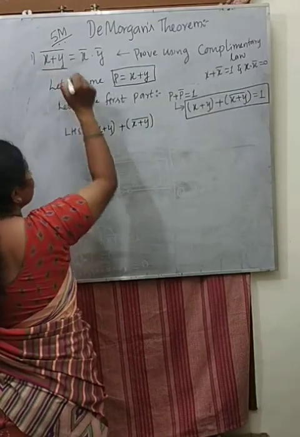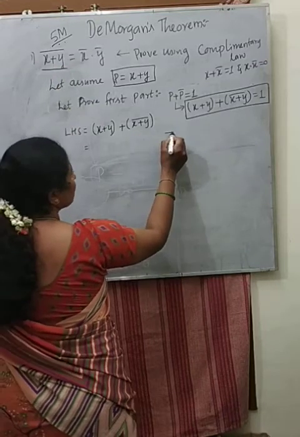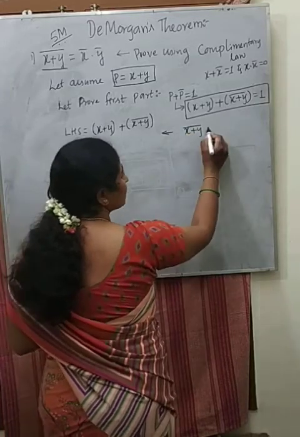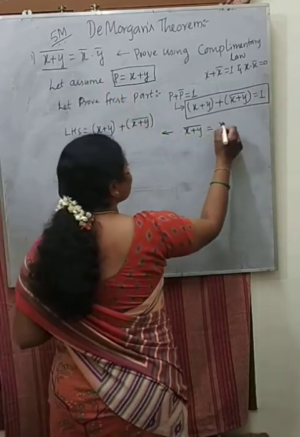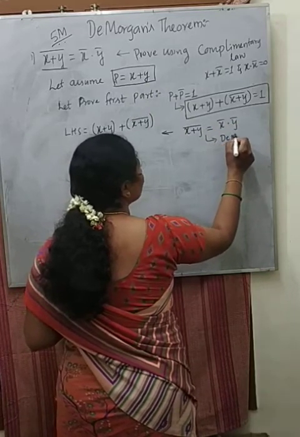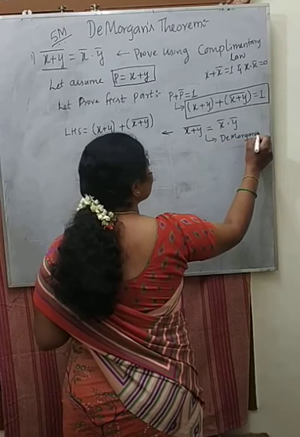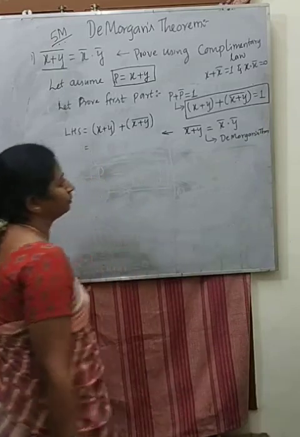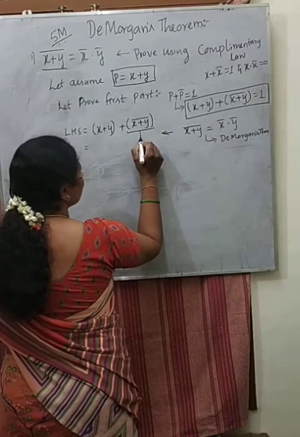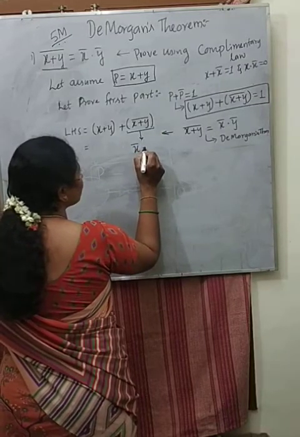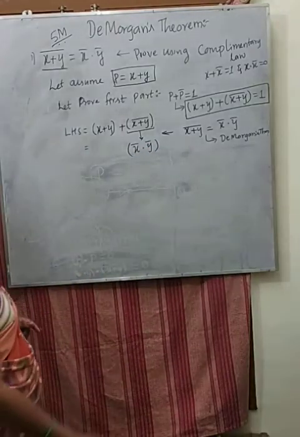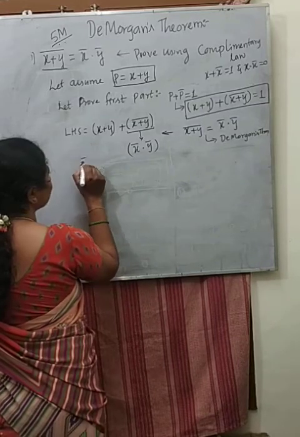Did you notice this? It is the same. Yes. According to De Morgan's theorem, (x plus y) complement can be written as x complement into y complement. The same theorem we are using. Which theorem? De Morgan's theorem. THM means theorem. According to De Morgan's theorem, I can replace this one with x complement into y complement. The remaining terms will be as they are.